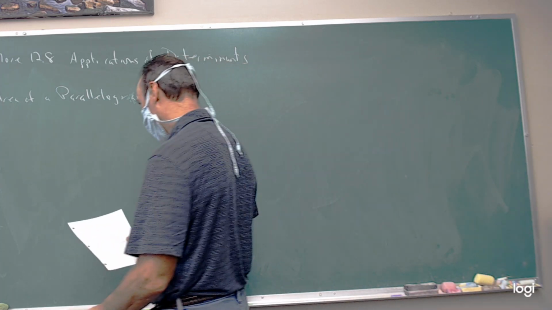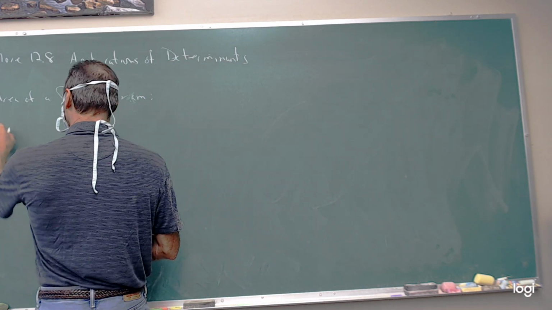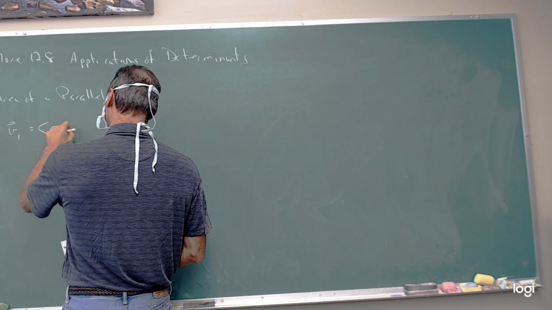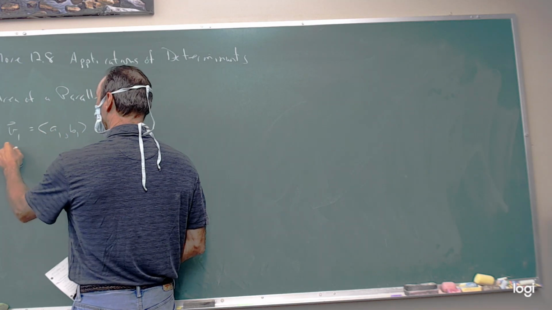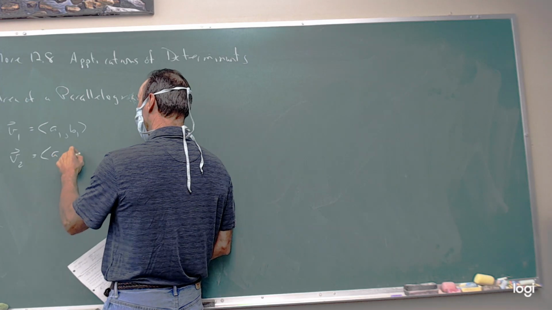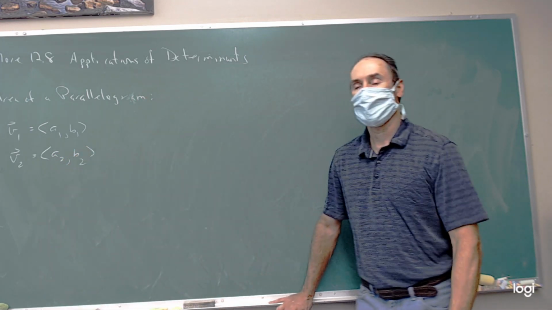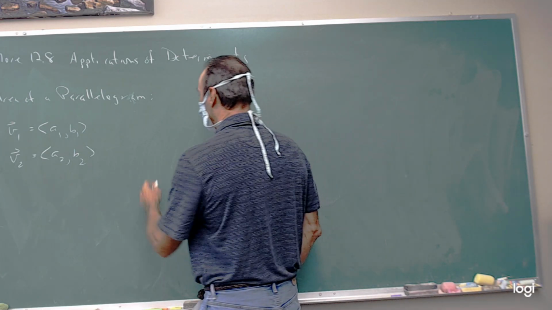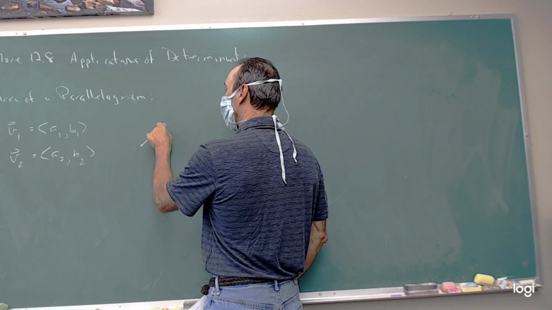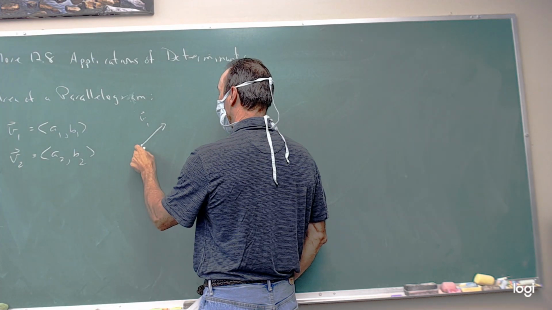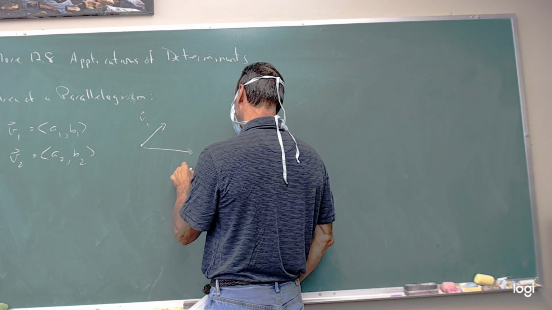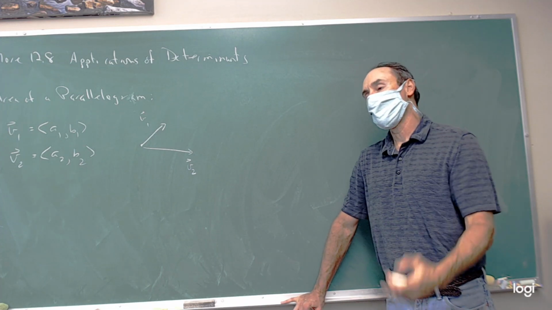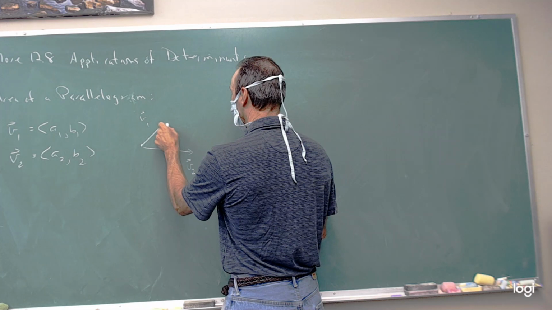So suppose one vector V1 is A sub 1, B sub 1, and a second vector V2 is A sub 2, comma, B sub 2. There's two vectors. We put them in standard position so that they're both at the origin. One vector, V1, goes some way like this, and a second vector, V2, is over here. Any two two-dimensional vectors in a plane will form a parallelogram.